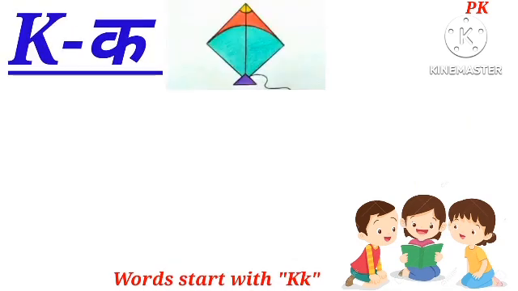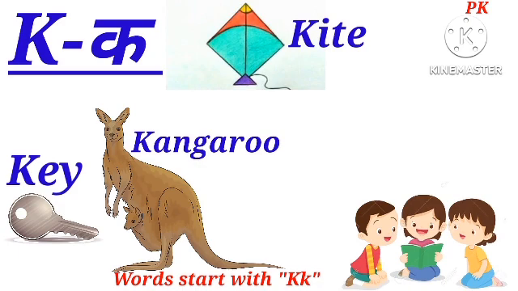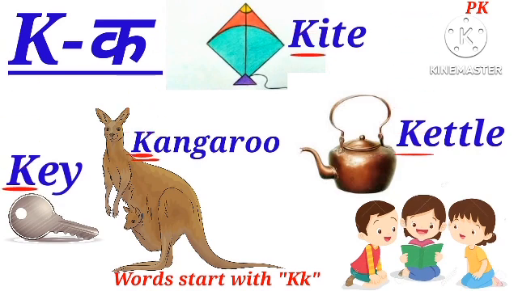K, and it sounds K. So K says kite. K says key. K says kangaroo. And kettle. So here, what is the starting letter? K, and it sounds K. K says K.